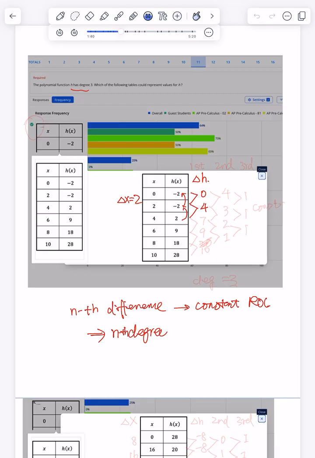Let's continue on to finish this first order difference. That will be 9 minus 2 equals 7, 9, 18, that gives you 9, and 28 minus 18, that is 10. This forms the first order difference. Now you take the difference of the first order difference, and you get the second order difference of rate of change. That will be 4 minus 0 is 4, 7 minus 4 is 3, and 9 minus 7 is 2.